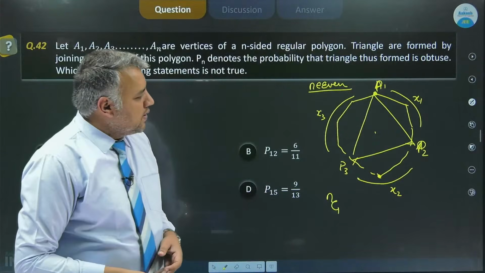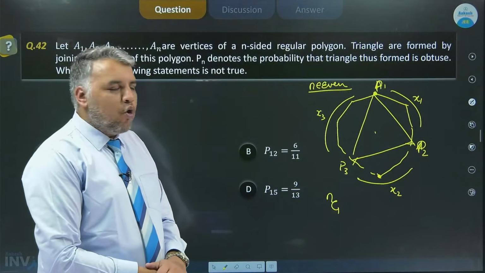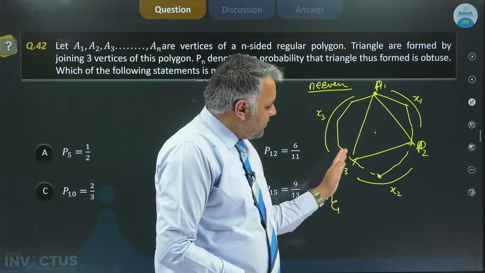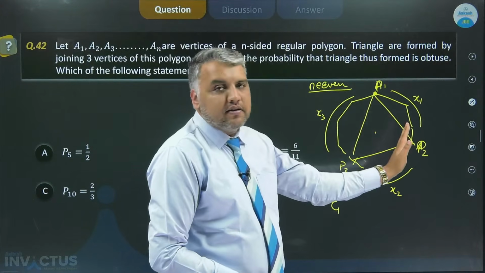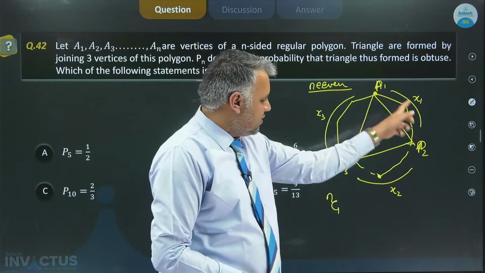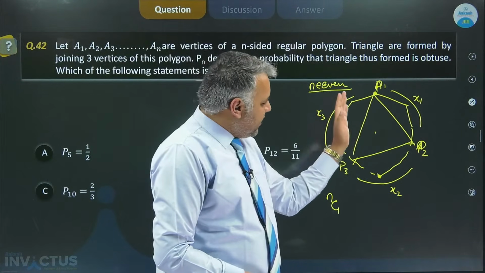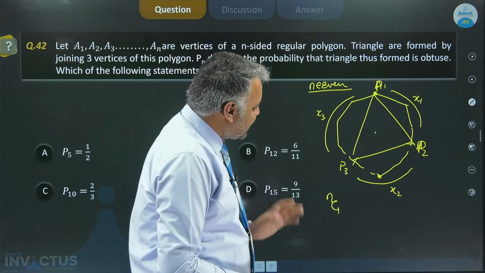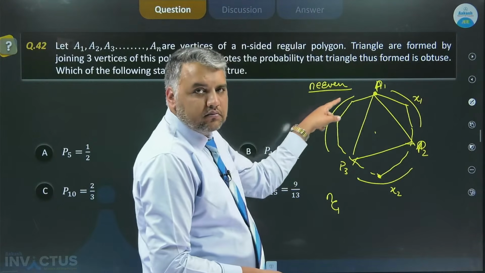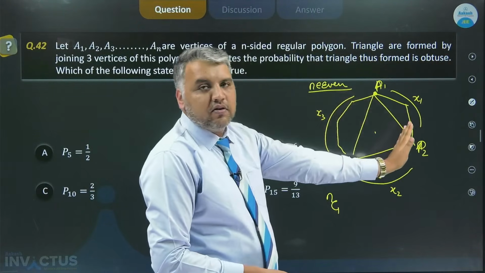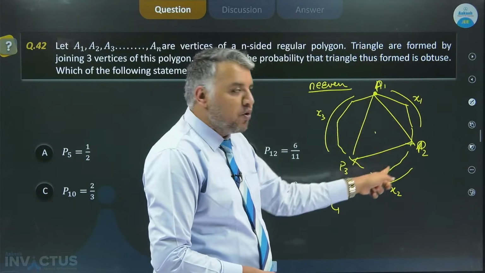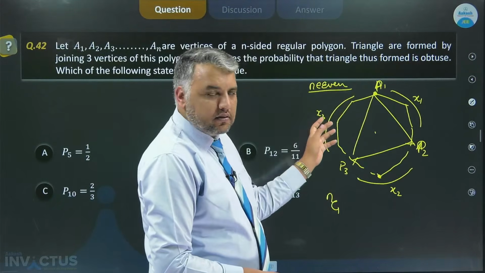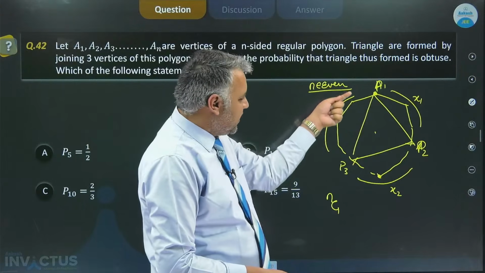Now the condition is that P1, P2, P3 must be an obtuse angle triangle. So you can see that this triangle must lie on one side of the center. I mean, if I circumscribe a circle on this polygon, then this triangle must be on one side of the diameter. So at least this x3 side must be on the right side of the center, then this will be an obtuse angle triangle. So there will be a minimum value for x3 that you have to leave.